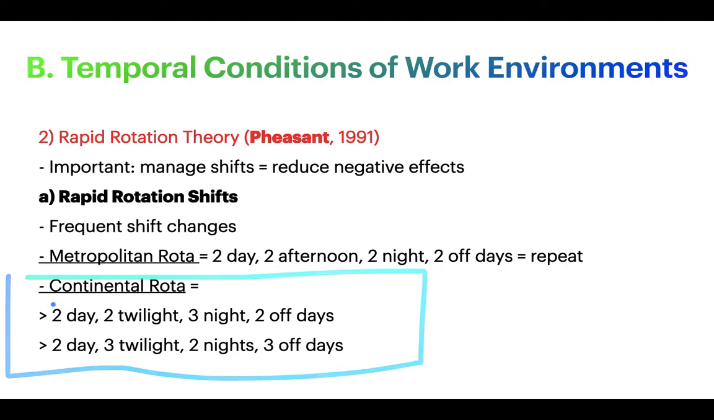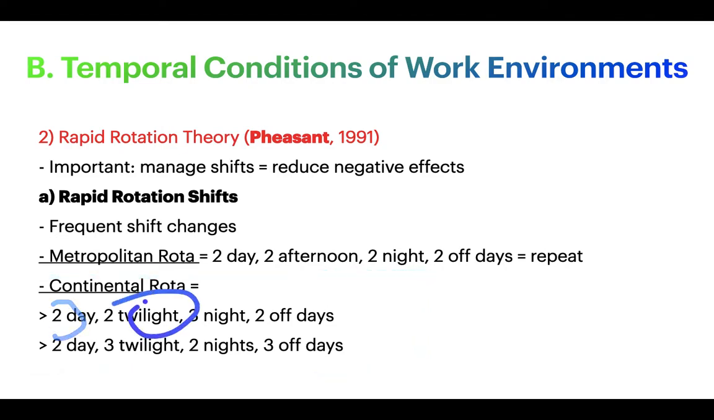So for example, on Monday and Tuesday, you work in the daytime. Wednesday, Thursday, you work in twilight, which I think is evening, right? Friday, Saturday, Sunday, you work at night. And then you get 2 off days on Monday and Tuesday. And then Wednesday and Thursday in the daytime. And then Friday, Saturday, Sunday, twilight. And then Monday and Tuesday at night. And then Wednesday, Thursday, Friday, you get 3 off days. So that's how it works.